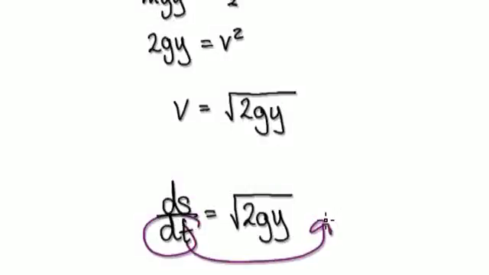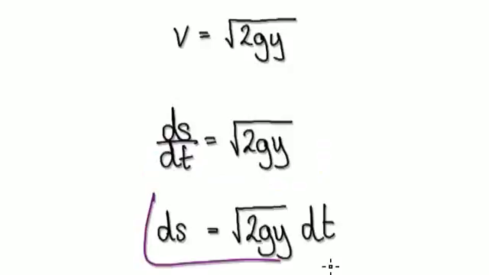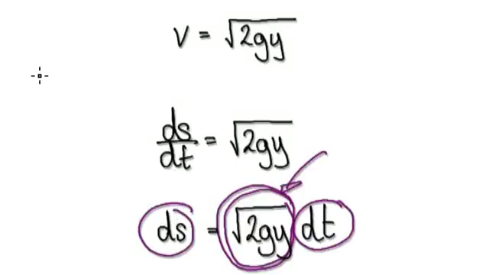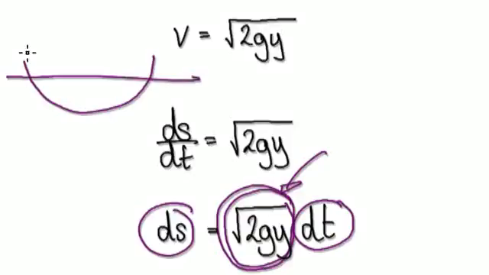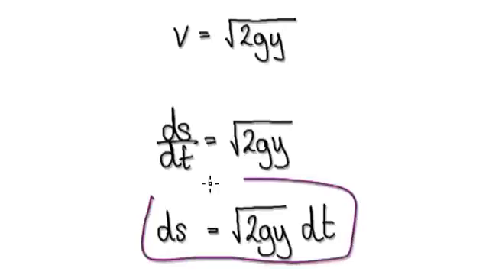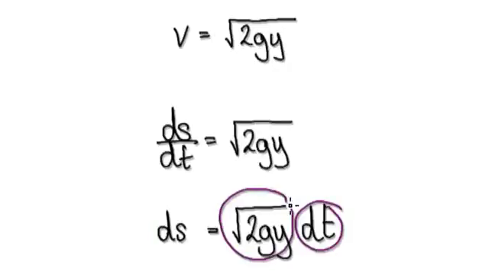Now times both sides by dt. That will then give you this. So when you read this, what it's saying is that a small change in time, combined with whatever this is, will represent a small change in the actual path. So if you have something like this, and let's say this is your graph here, a small change in time, let's say over 0.3 seconds, combined with whatever this thing is, will result in a small change in the actual path.